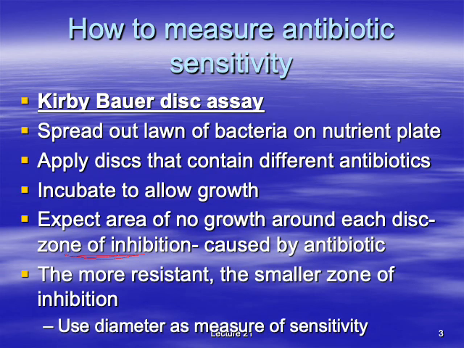So the more resistant a bacteria becomes to an antibiotic, the smaller that zone, the smaller the diameter. All right. So the diameter is a measure of sensitivity. So let's look at the next illustration to kind of clarify this.